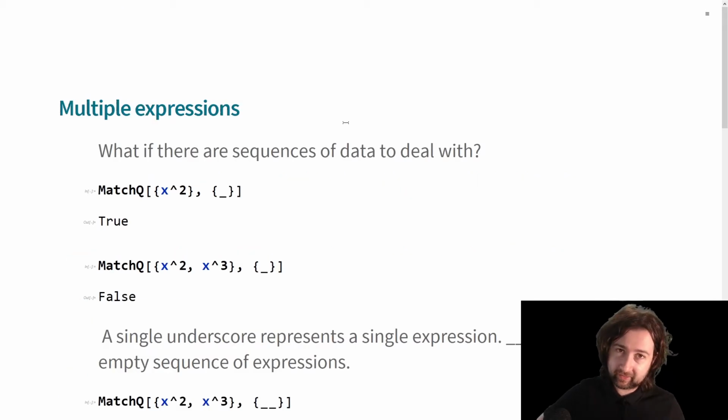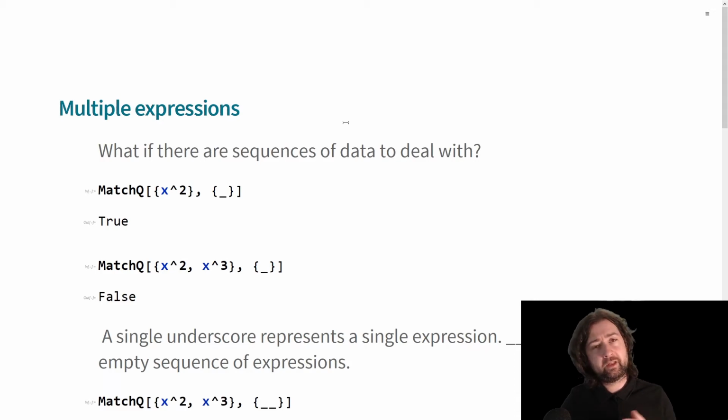So the last thing, and I think the best thing about pattern matching, is how we can use the ideas of pattern matching to look at multiple expressions. Up to this point, everything that we've looked at has just been single expressions or lists of single expressions. So it would be really awesome if we could use this to look at sequences of data. That is, whole lists of things where I can specify that I want to look for lists of a specific structure.